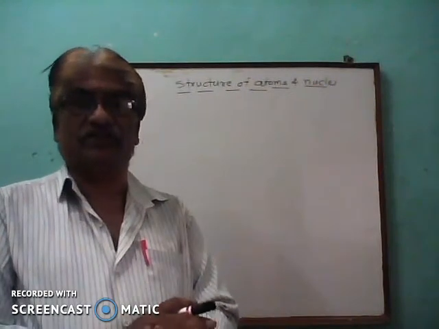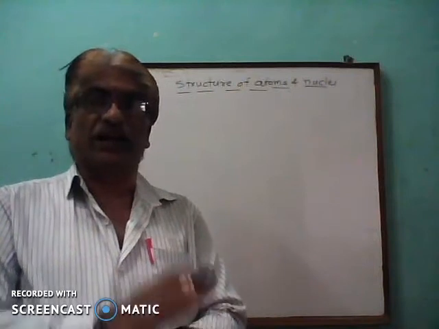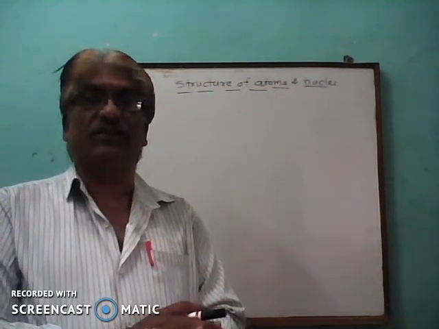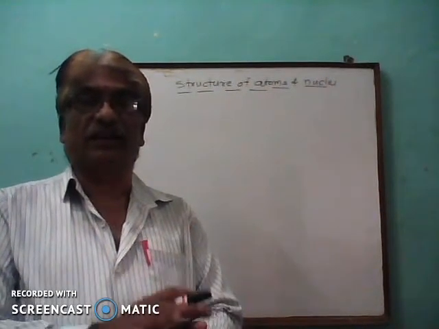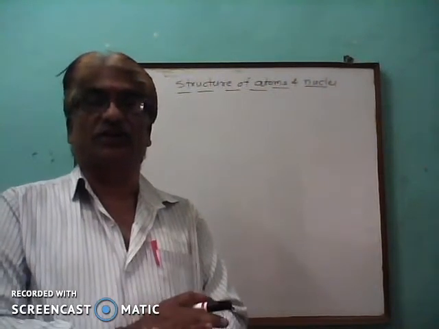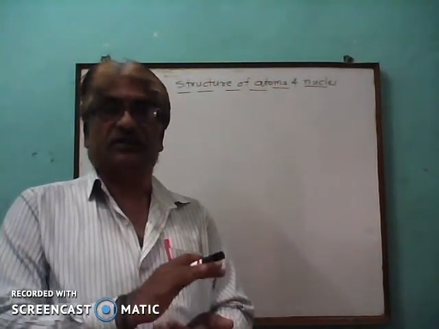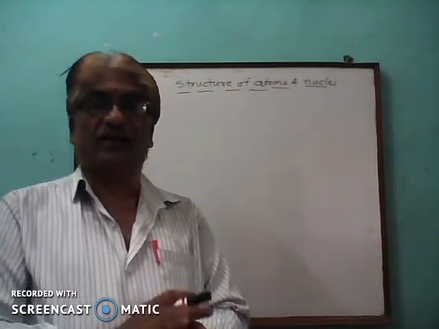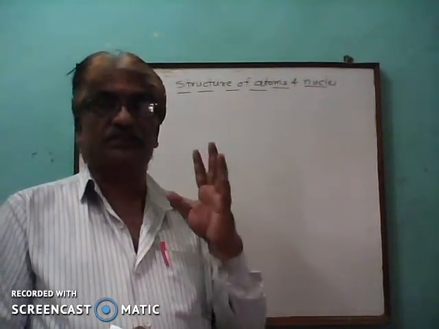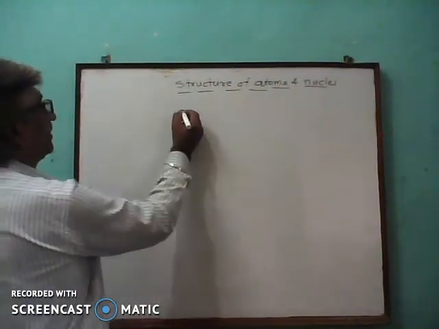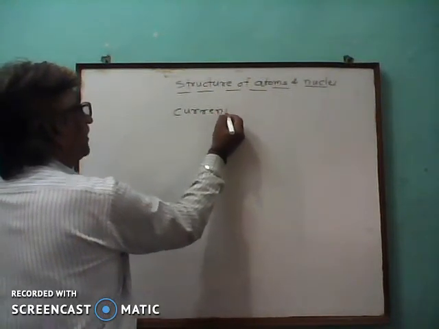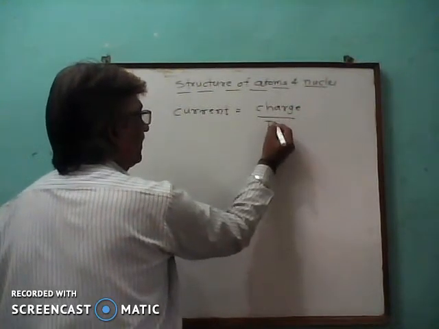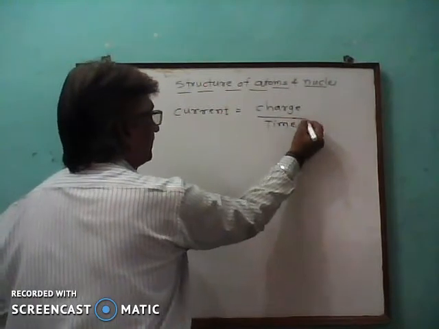Similarly for velocity of electron, angular velocity of electron, time period of electron, and frequency of electron. Today we have to learn current, linear momentum and angular momentum. See here, we know the formula for current. Current is equal to charge upon time or time period.